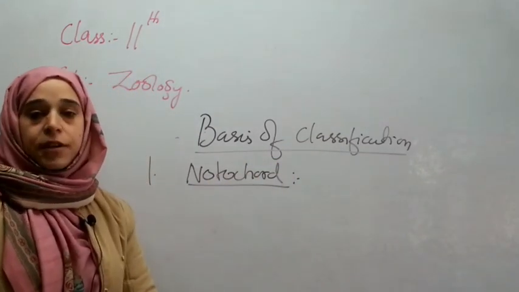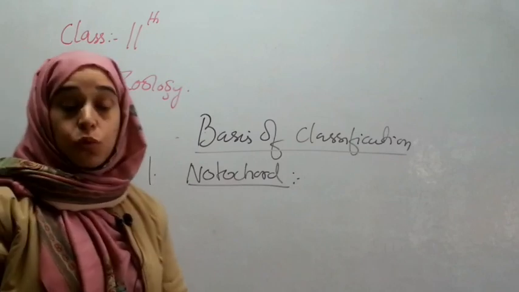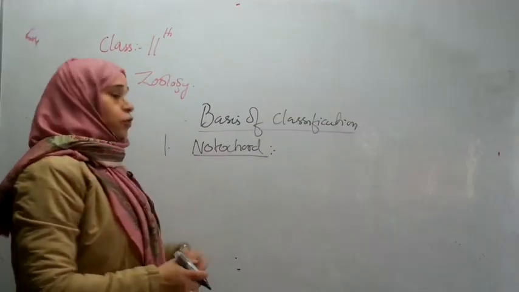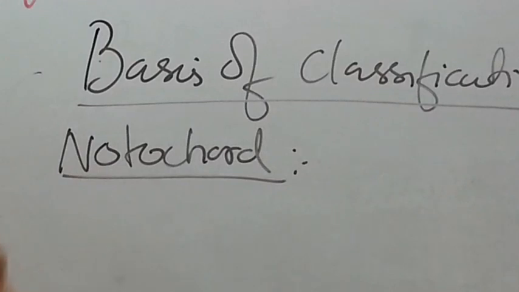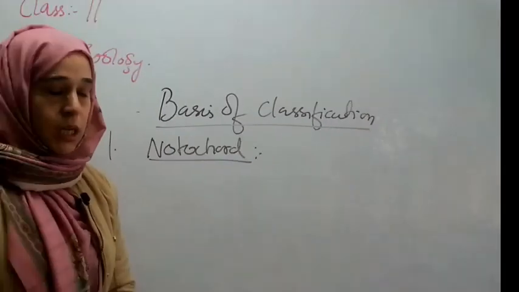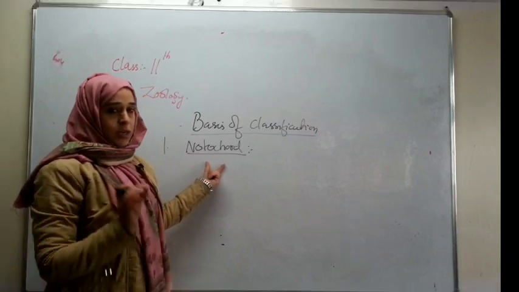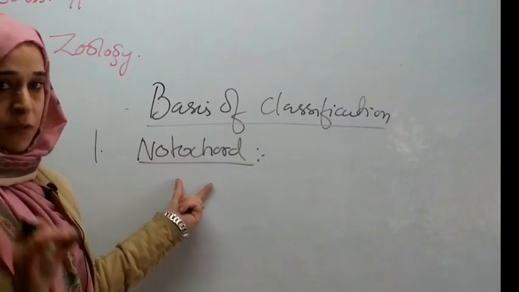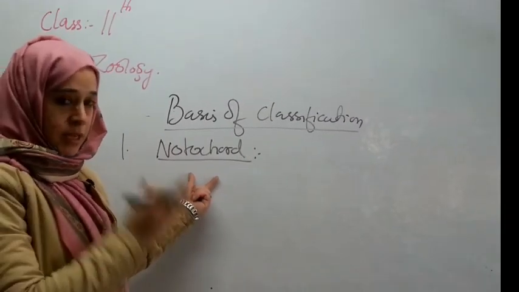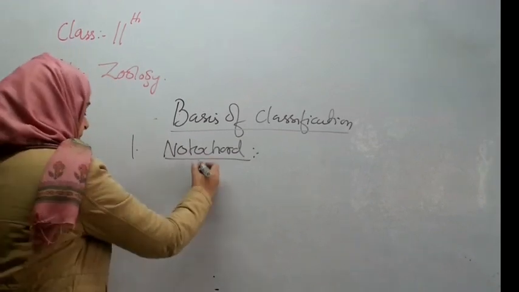Now, the question here is, what is this notochord? Students, when we talk about the term notochord, it means a rod structure which lies dorsally between the dorsal hollow nerve cord and the gut. I'm repeating it once again. The notochord is a rod-like structure which is present dorsally between the nerve cord and the gut.